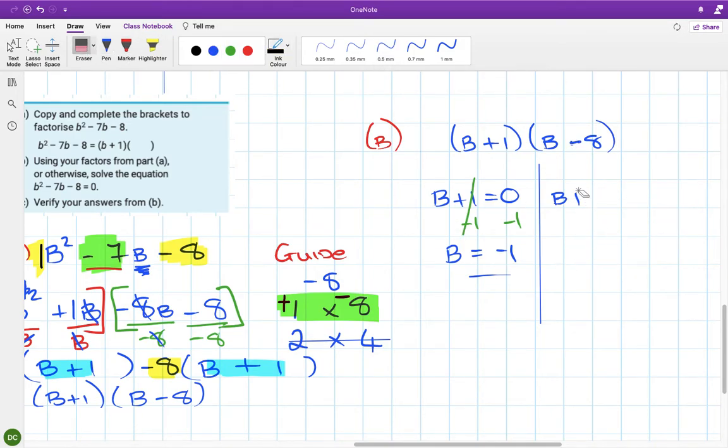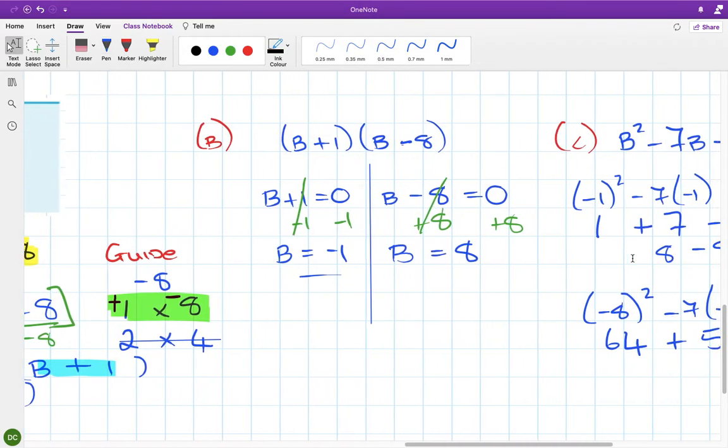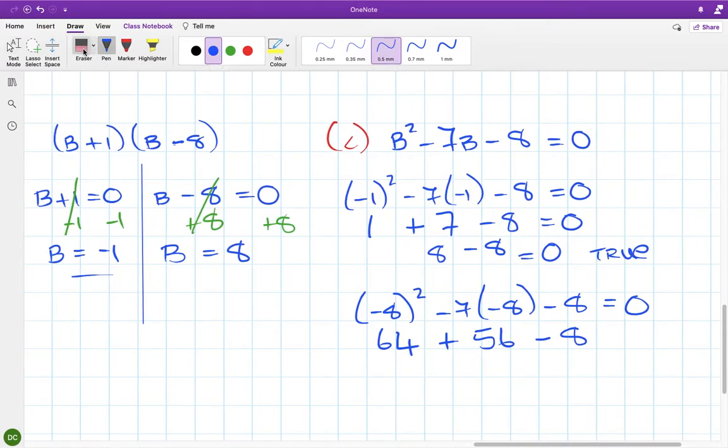Hang on. I'll blame the phone call, not my stupidity. So we let b minus 8 equals 0, and then we plus the 8 for cancelling and plus the 8 for balancing. So b equals 8, not minus 8. So let's put in the 8 and see what difference that makes.